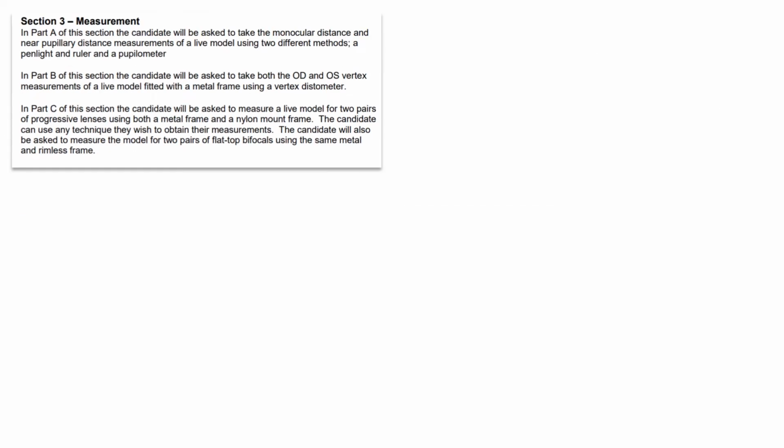All right, section 3. Now we're going to talk about measurements. In this section, you're going to be taking PDs, both with the pen light and ruler and with the pupillometer, as well as a couple other measurements like vertex distance. And you're also going to be taking seg heights and OC heights for progressive lenses.